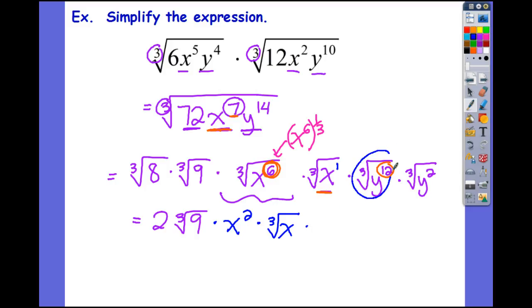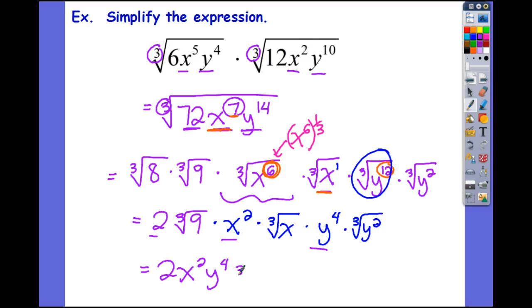And then this is like y to the 12th to the 1/3. So 12 times 1/3, or 12 divided by 3, would be y to the 4th. And then you'd have that cube root of y squared. So your final most simplified answer, anything that was outside of the radical, place out front. So you have a 2, you have an x squared, and you have a y to the 4th. And then anything left under the radical, you have a 9, you have an x, you have a y squared.